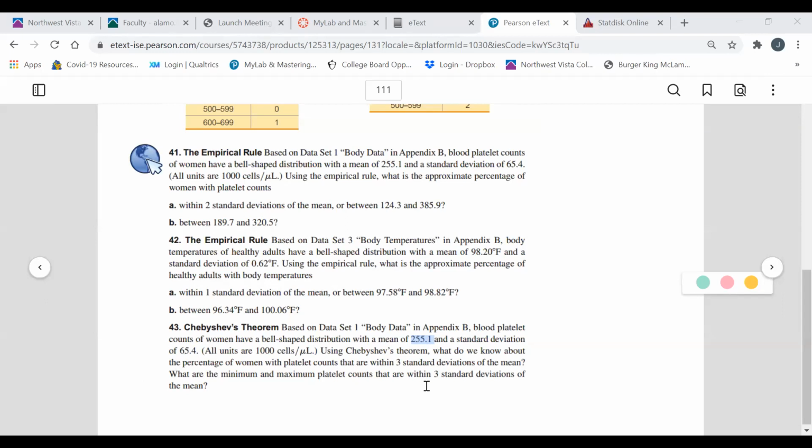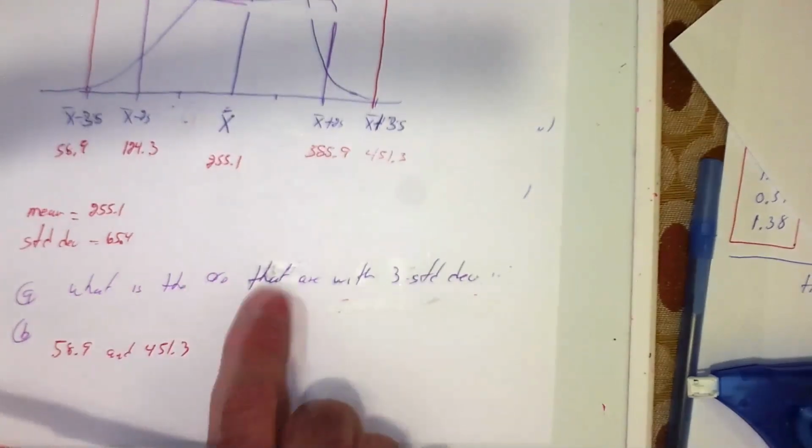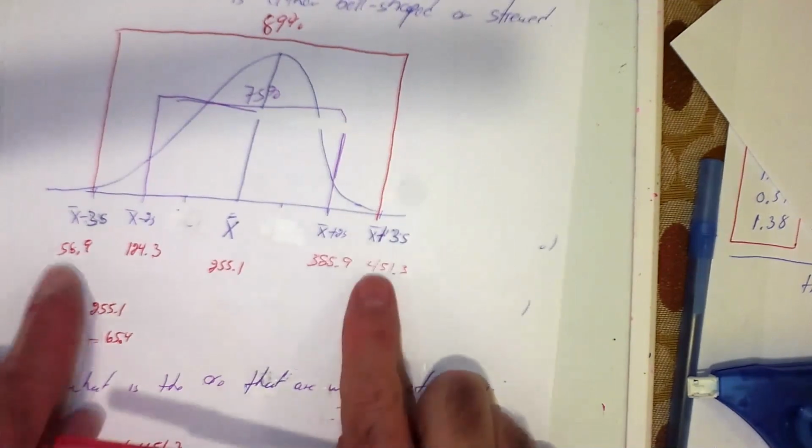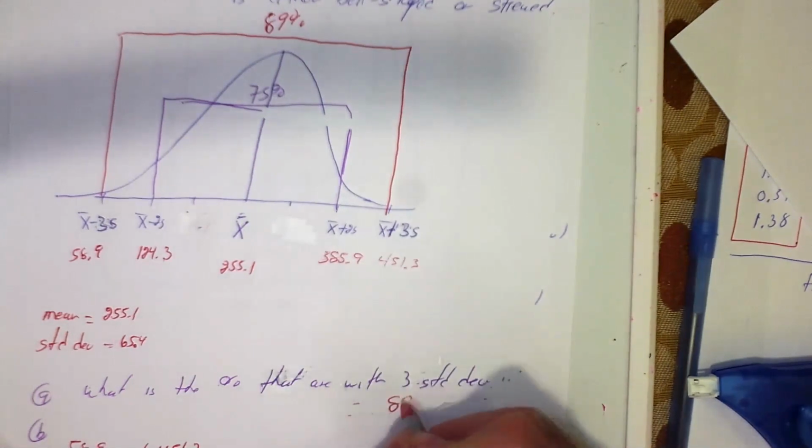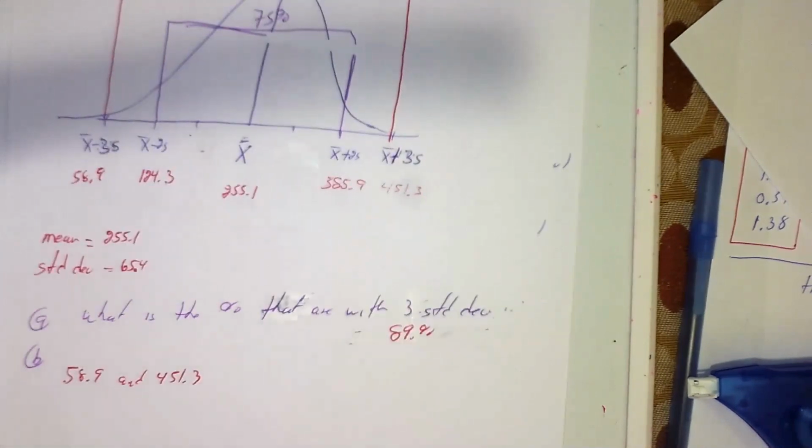They wanted the percentage. So where does the 3 fall? See, I didn't read the question right. Yeah, you got to learn how to read. Very important. What is the percentage that are within 3? All right, follow the 3s. It goes 89%. Duh, 89%. And then part B says, what are the values? There they are. Okay, and I think we're done.